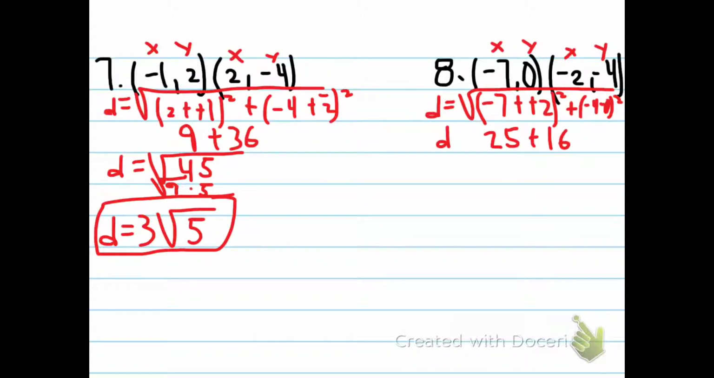So d equals this. And then 25 plus 16 is the square root of 41. And you can't simplify the square root of 41, so your final answer is d equals the square root of 41. I hope you got all those questions right.